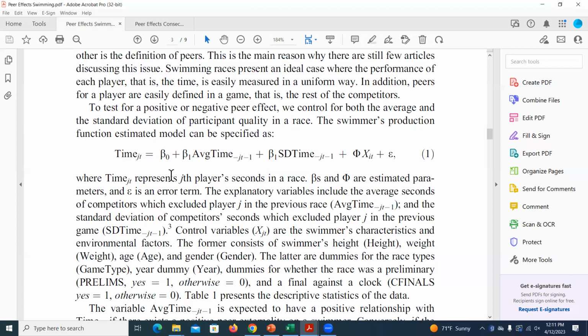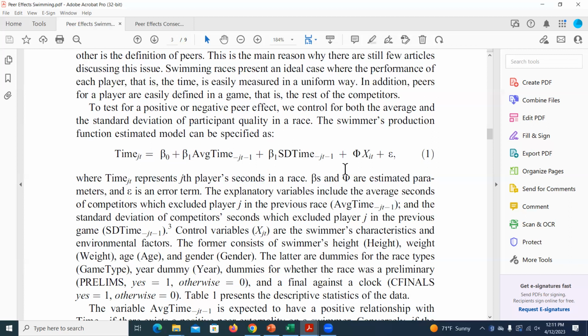So here we would expect this to be a positive value. As my peers get slower, that's an increase in time, right? So 1 additional second slower is a higher time to complete the meet. I would expect that would also increase the time it takes me to complete the meet. So we would expect this coefficient to be positive. We'll see if that's actually true.